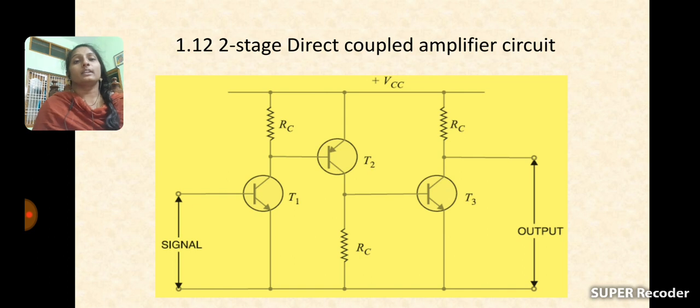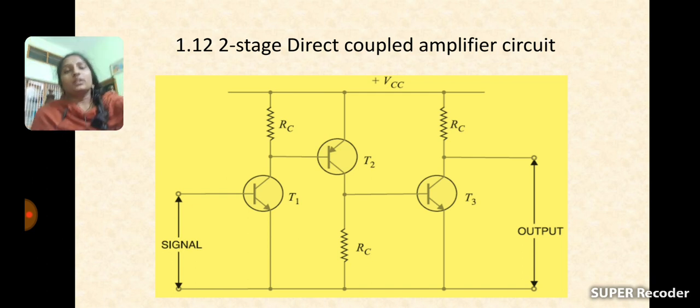And see here, while coming to the next one, two-stage direct coupled amplifier circuits. What is our next topic? Two-stage direct coupled amplifier circuit. The name itself indicates two stages are there, and it is direct coupled. Already I told you what is meant by direct coupled. No coupling elements are used to connect the output of one stage to the next stage. What is the theme of direct coupled? No coupling elements are used to connect the output of one stage to the input of the next stage.